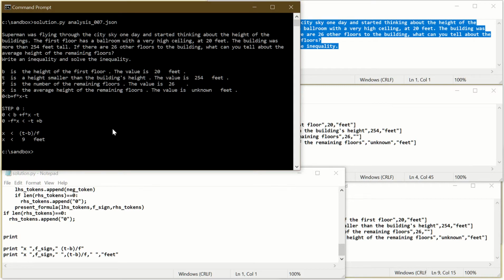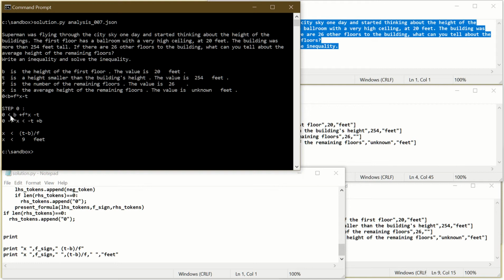Today I would like to bring to your attention a small issue related to the last two lines in our program. Let's take a look at the result of test 7. We have here in the last two lines, x is smaller than t minus b divided by f. But if we look at the processing of the tokens, at some point we have minus f times x is smaller than minus t plus b.